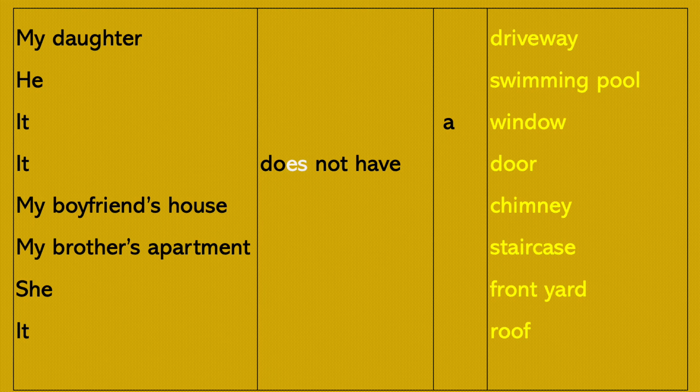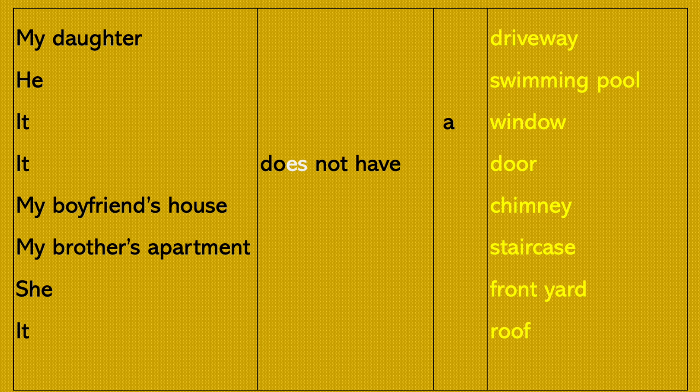Here, this is the form of does not have. It's the same, but it's with the not short form. This is the long form when you write sentences. My daughter does not have a driveway. He does not have a swimming pool. It does not have a window. It does not have a door.